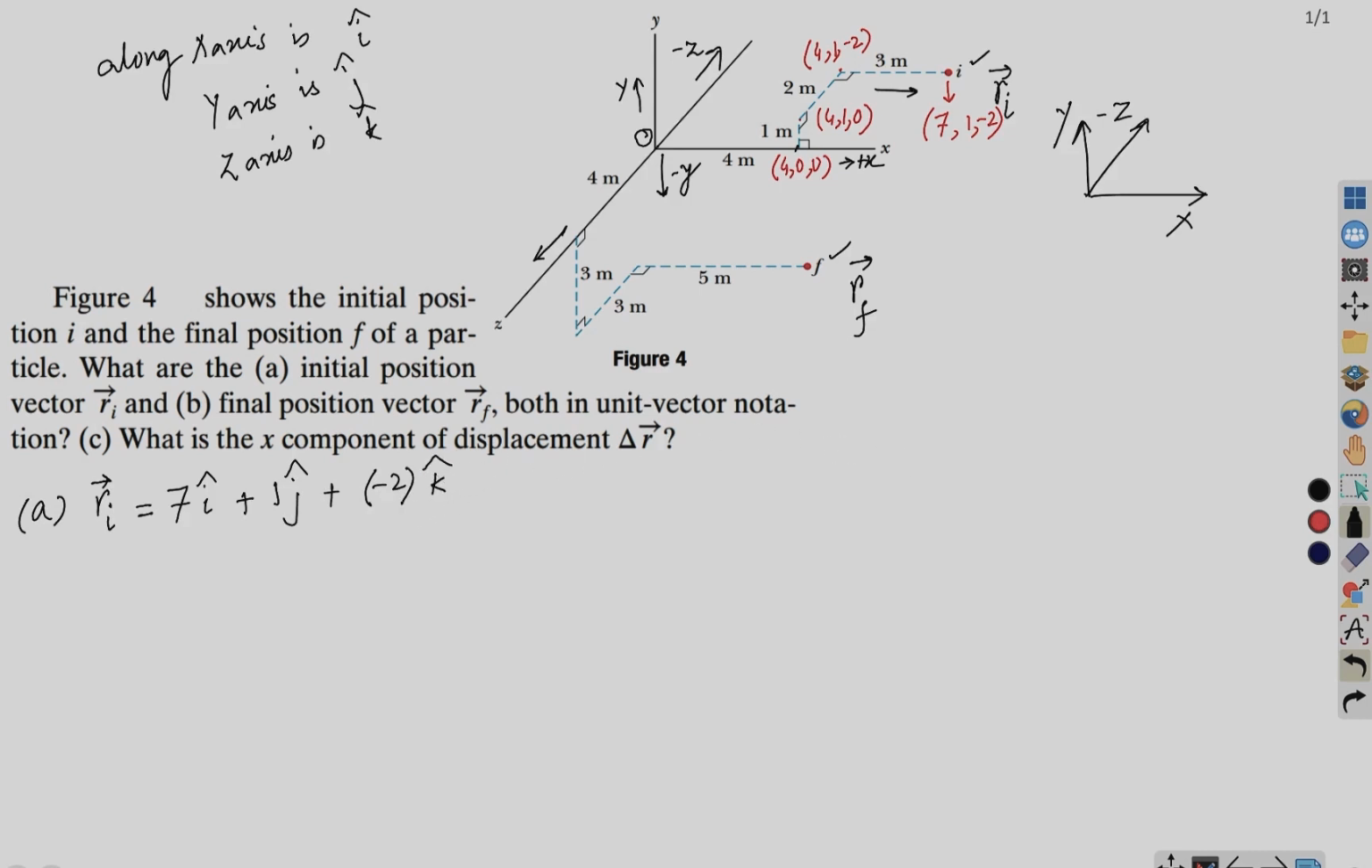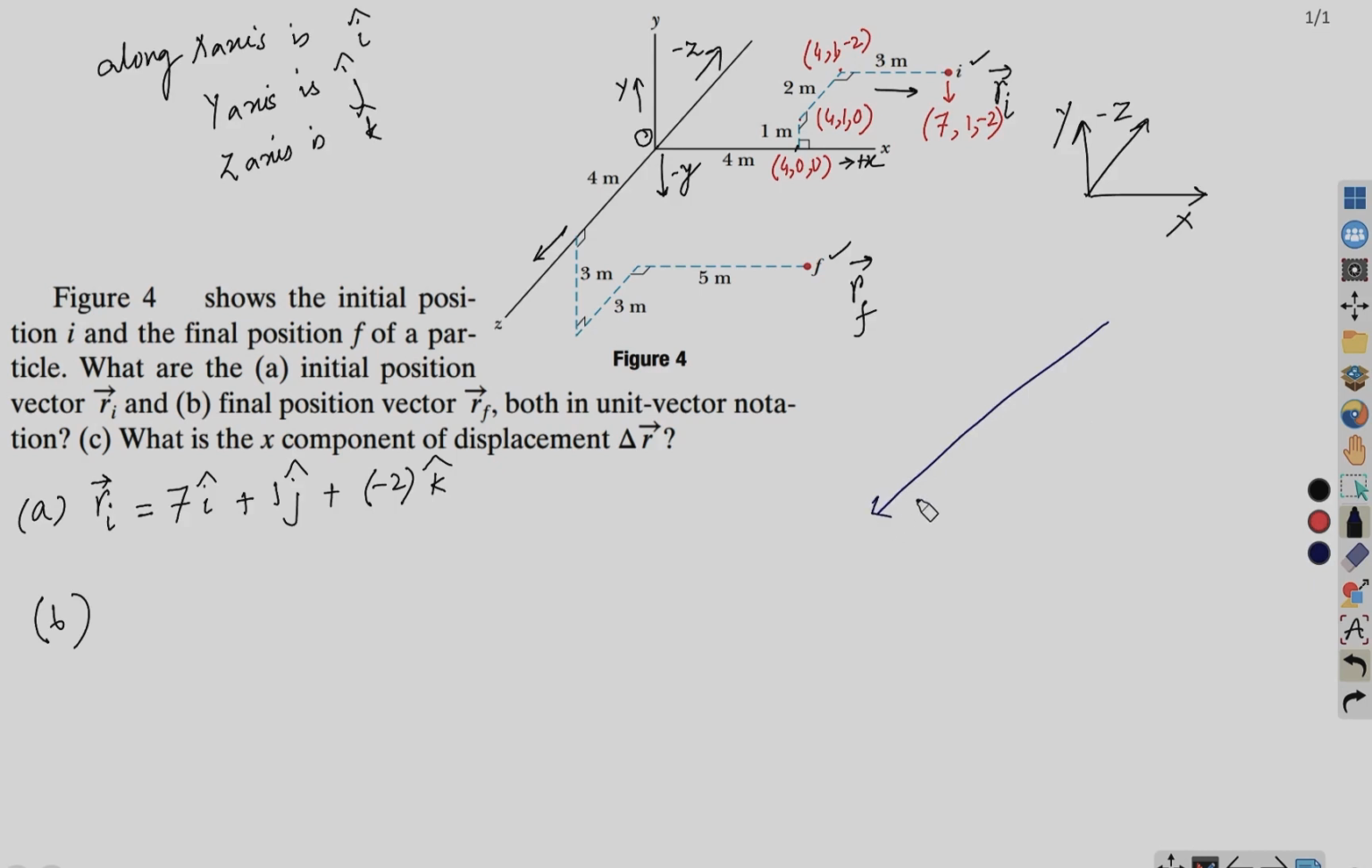Okay. Similarly, we can also solve the problem B. Now, can you try it once by yourself? Observe that in this case, let me draw a separate line here.